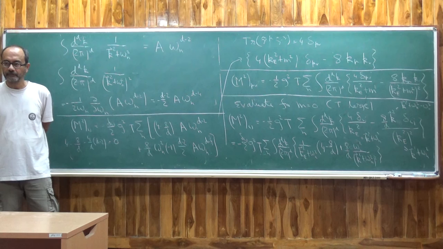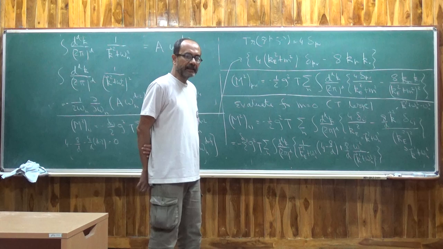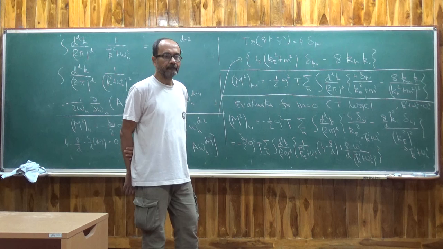Pardon? One could keep the m square, right? The calculation will be more involved. You can try to see what happens when you keep the m square. Yeah, so you have to take omega n square plus m square and then see what you get.